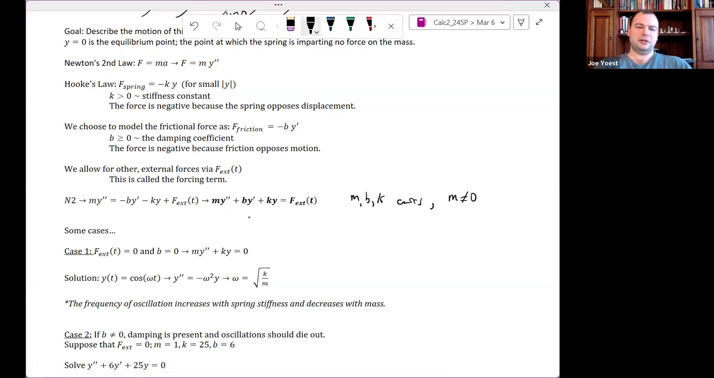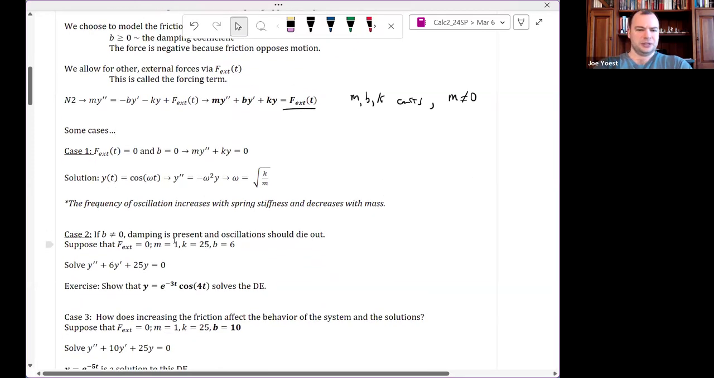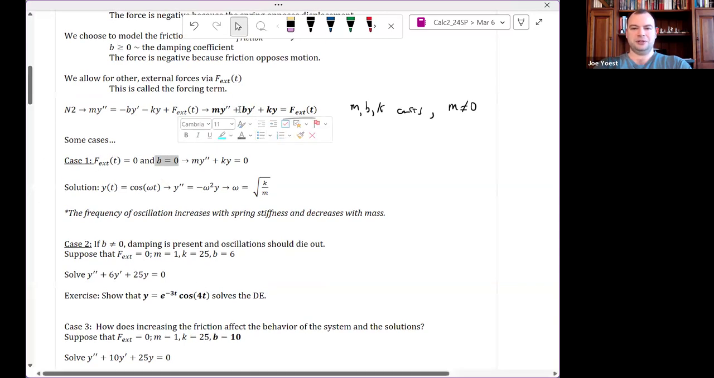M is not 0, otherwise this would be kind of a goofy setup where for some reason we don't have any inertia in the system. And the external force could be 0, could be something else. So let's consider a couple of special cases. We'll take 0 for the external force. We'll also consider B equals 0, so no damping, no friction, no air resistance.